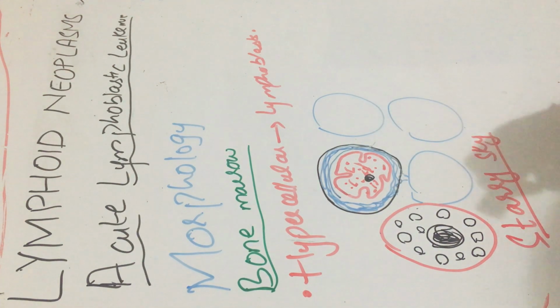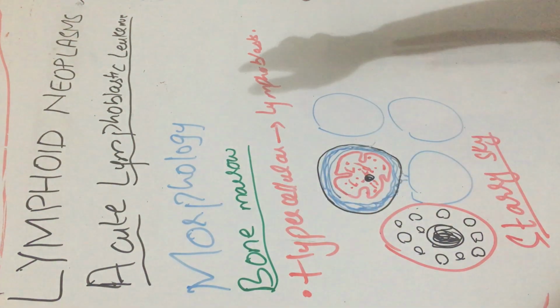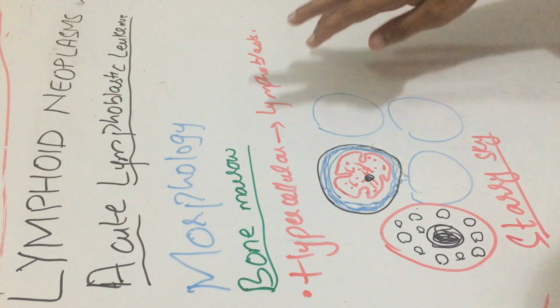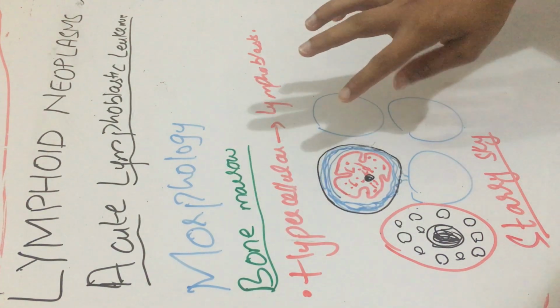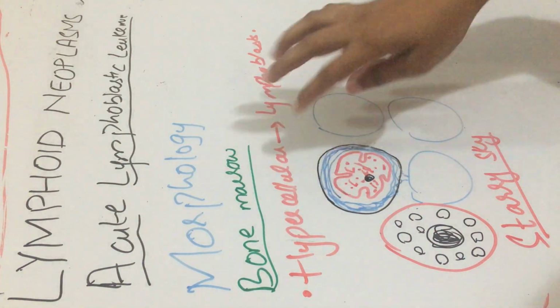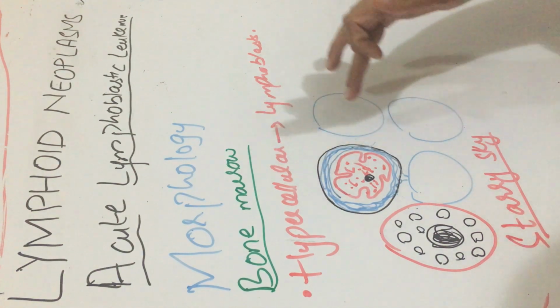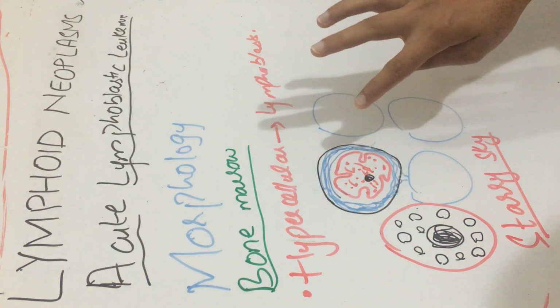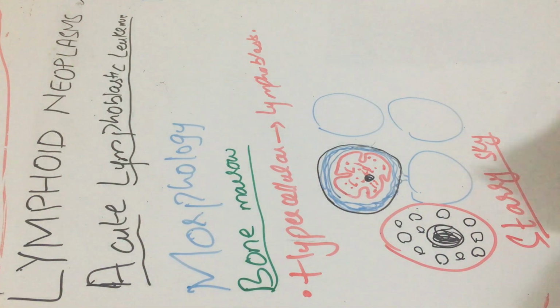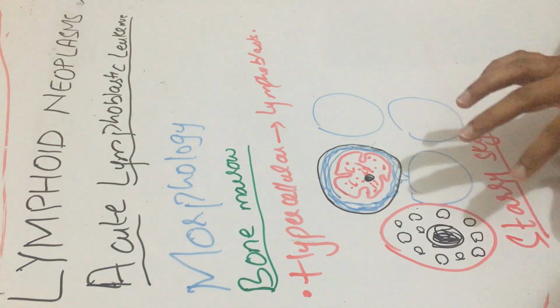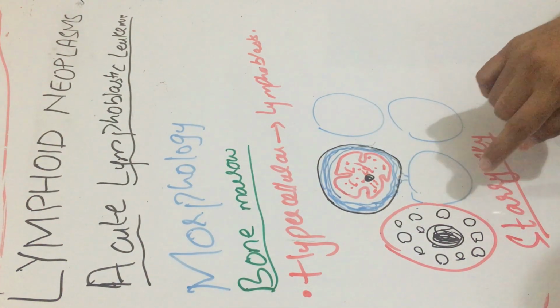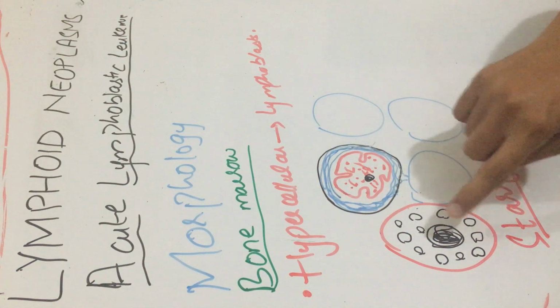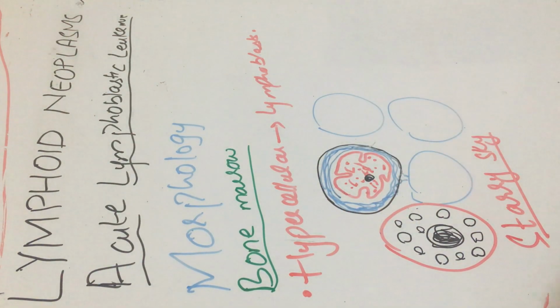This was the morphology of acute lymphoblastic leukemia: the bone marrow becomes hypercellular and packed with lymphoblasts, and these lymphoblasts have scant cytoplasm and a subdivided nuclear membrane with a convoluted appearance. In between them are macrophages which have engulfed the apoptotic tumor cells and look like a starry sky.